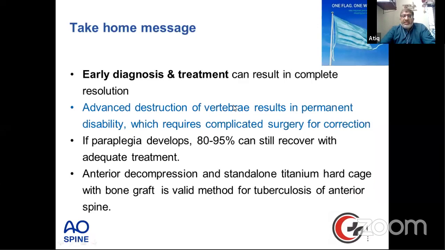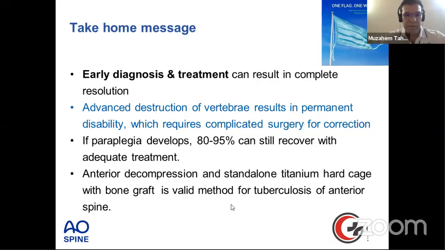So the take-home message is that early diagnosis and treatment can result in complete resolution. Advanced destruction of the vertebra results in permanent disability, which requires complicated surgery for correction. If paraplegia develops, 80 to 95% can still recover with adequate treatment. Anterior decompression and standalone titanium hard cage with bone graft is a valid method for the tuberculosis of the anterior spine. Thank you very much.